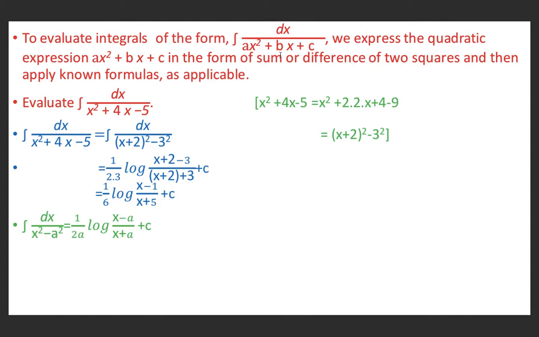So first of all we will express this expression in the denominator, ax square plus bx plus c, in the form of sum or difference of two squares, and then we will apply the known formulas as applicable. Suppose we want to evaluate the integral of 1 upon x square plus 4x minus 5 with respect to x.